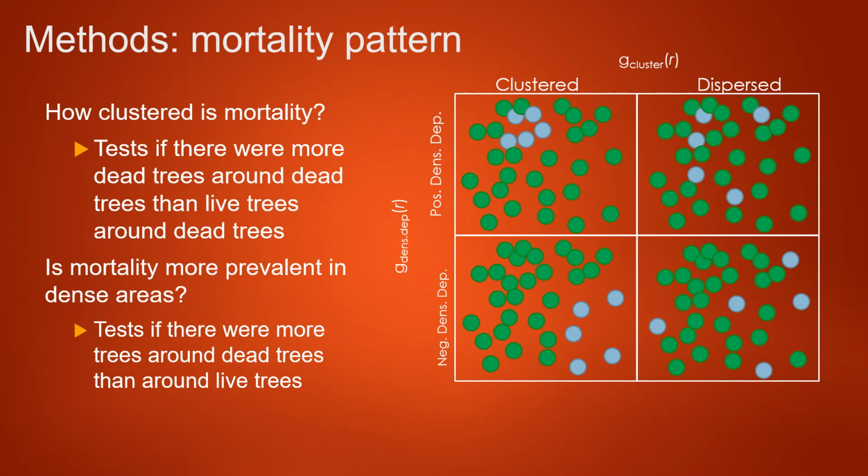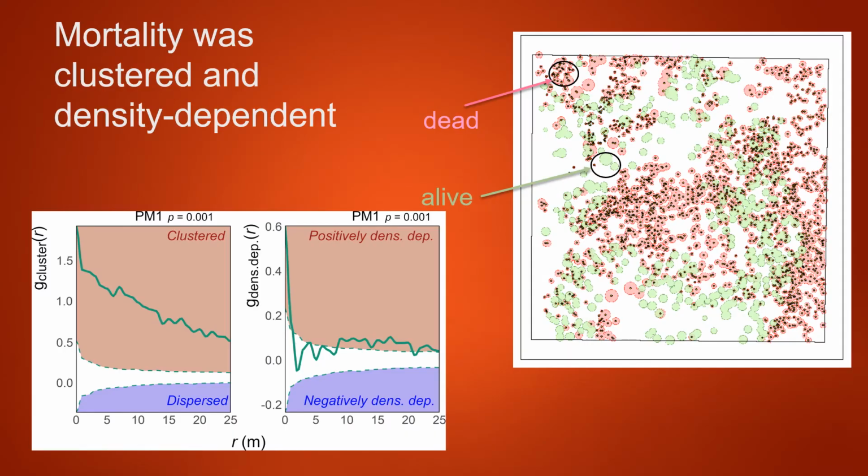Okay, let's look at our first question, and that is about the mortality pattern. There are two parts to this. The first part is: is mortality clustered or is it dispersed? So this tests if there were more dead trees around dead trees than live trees around dead trees. And the second mortality question is: is mortality more prevalent in dense areas? In this test, we ask if there were more trees around dead trees than around live trees. We found that mortality was both clustered and density dependent.